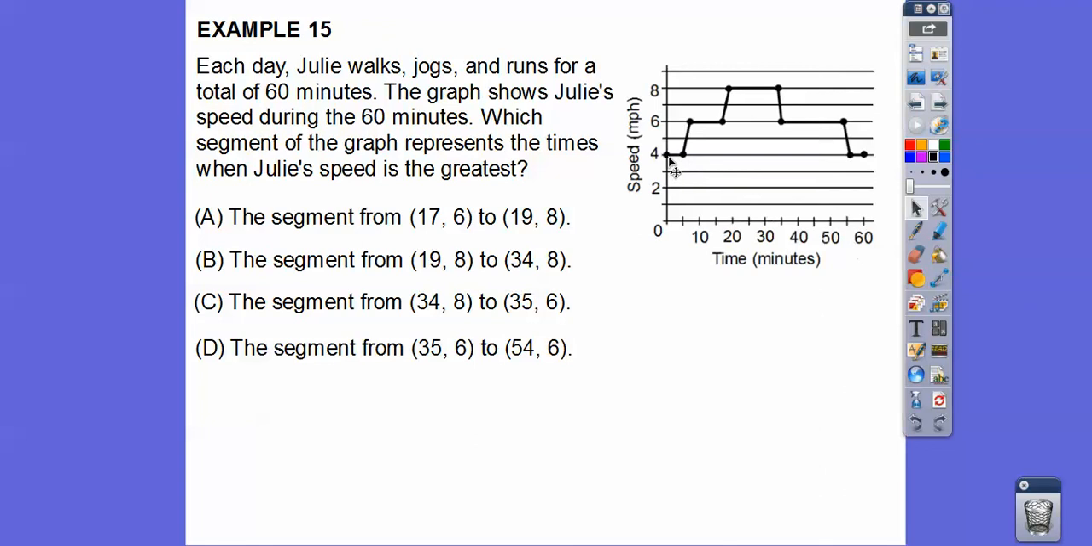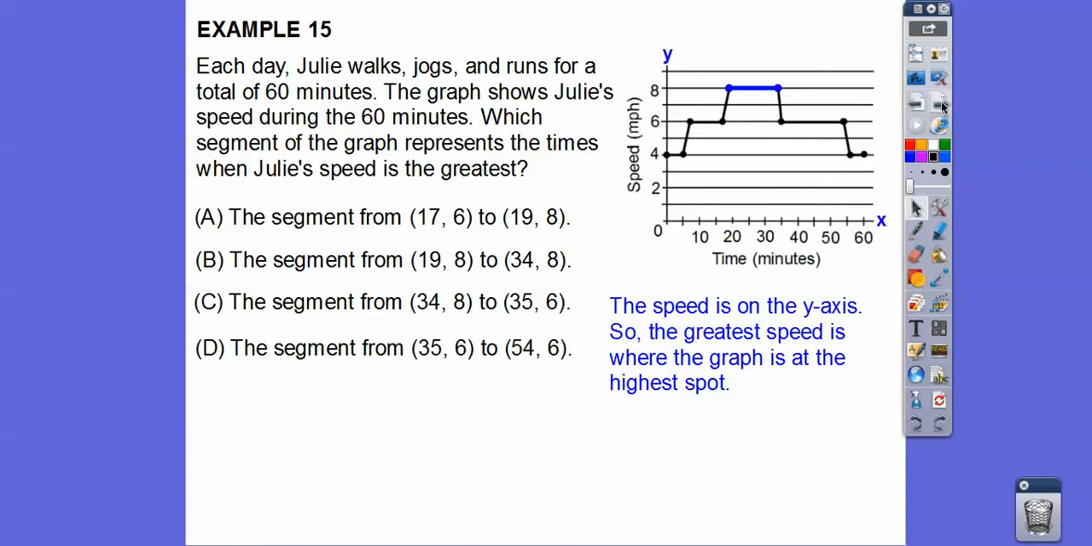So she's going a speed of 4 right here for about 5 minutes, and then up here from about 7 to about 20 minutes, she's going 6 miles per hour. And so it's asking which of the segments graphs represents Julie's speed is the greatest. Well, the greatest speed is up here at the highest, way up there.